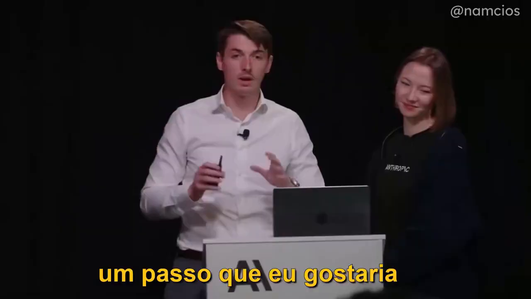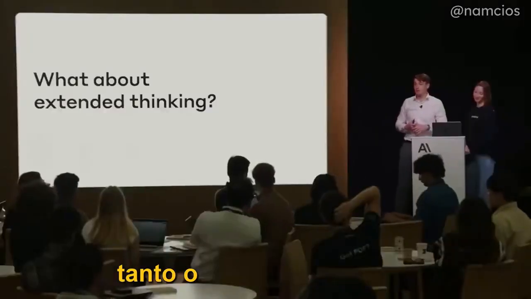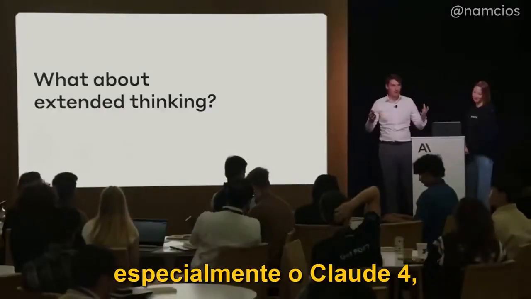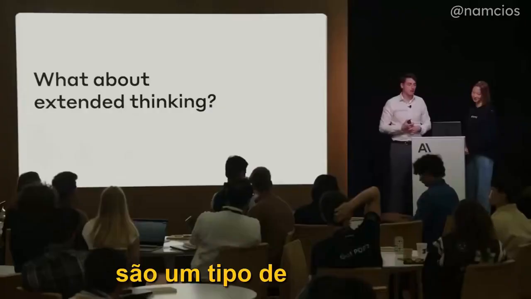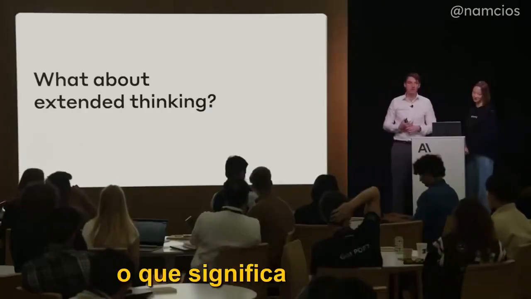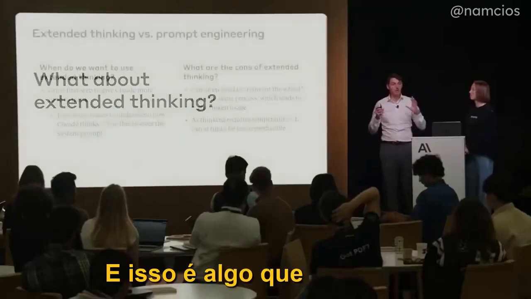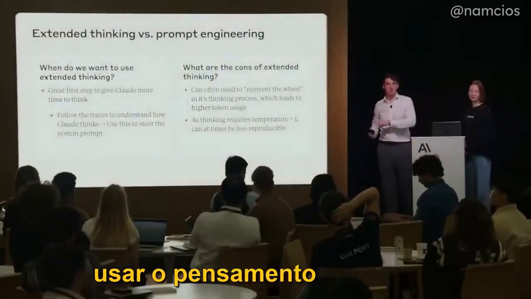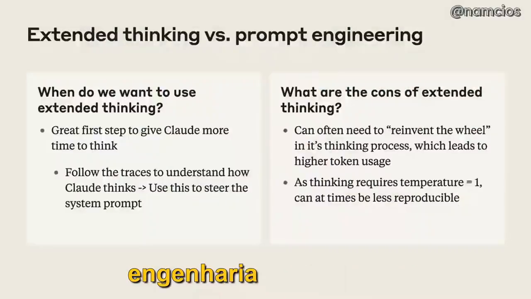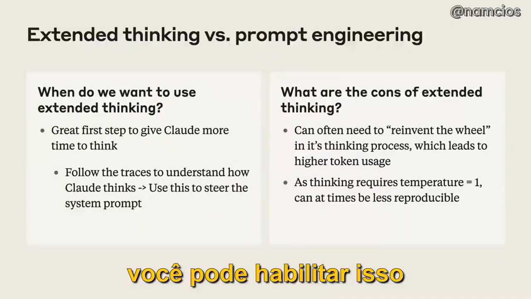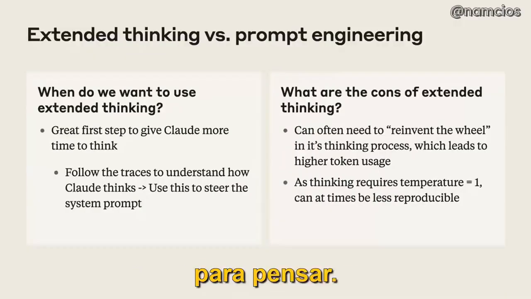Now, finally, one step that I would like to highlight here as well is that both Claude 3.7 and especially Claude 4, of course, are hybrid reasoning models, meaning that there's extended thinking at your disposal. And this is something we want to highlight because you can use extended thinking as a crutch for your prompt engineering. Basically, you can enable this to make sure that Claude actually has time to think. It adds these thinking tags and the scratchpad.